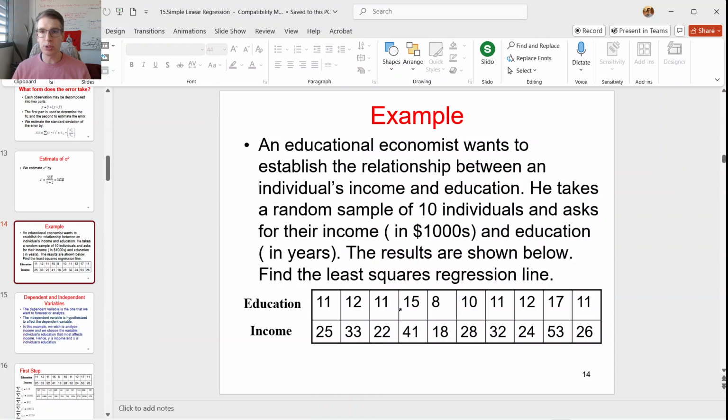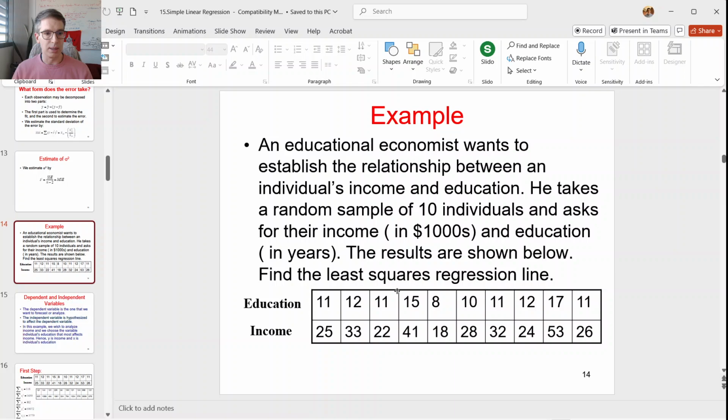If you want to, you can pause right here and say to yourself, which one is the Y and which one is the X? So take a look at this question. An educational economist wants to know if there's a relationship between individuals' income and education. Maybe it's easy if you didn't pause, it's fine. But education is going to be the independent variable while income is going to be the dependent variable.